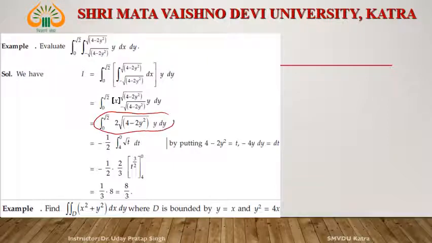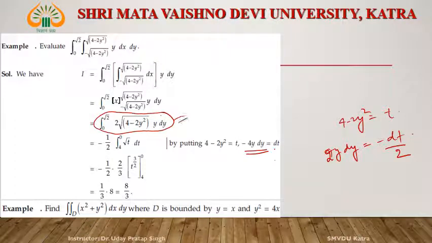Then evaluate this integral. Putting 4 minus 2y square equal to a new variable, say t, then minus 4y dy is equal to dt. Then 4y dy is equal to minus dt, and 2y dy is equal to minus dt by 2. So put it here. See this integral: if the lower limit is 0, that is y is 0, then what is t? t is 4. What is the upper limit? The upper limit is square root of 2. Put square root of 2 here.